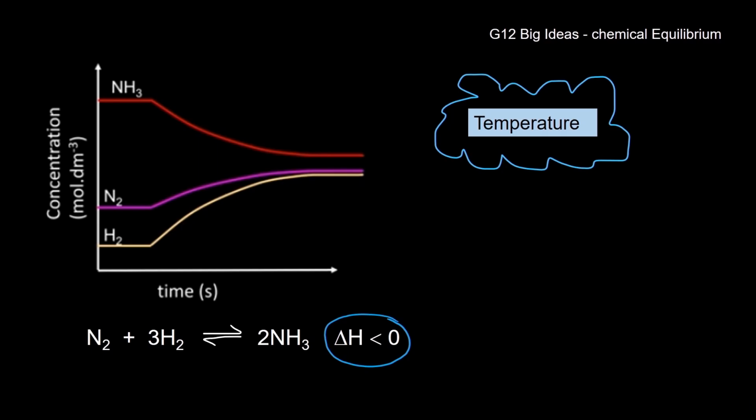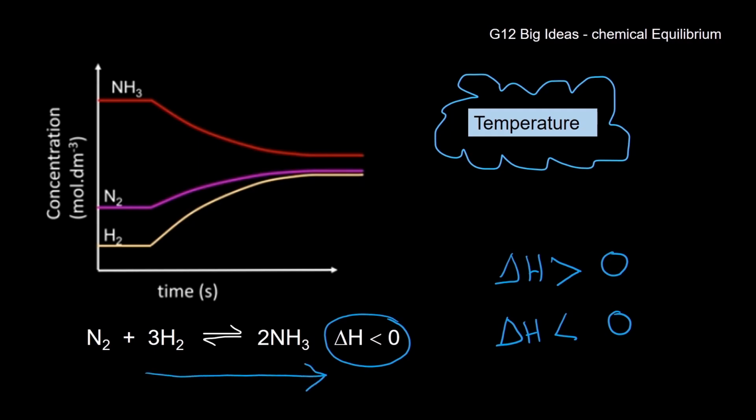We know that if delta H is a positive value, then the forward reaction is endothermic. If delta H is a negative value, then the forward reaction is exothermic. So exothermic is releasing energy, endothermic is taking in energy. So if we have an increase in temperature, the reaction which is going to remove that increase in temperature is going to be favored. So for this reaction, the forward reaction is exothermic.